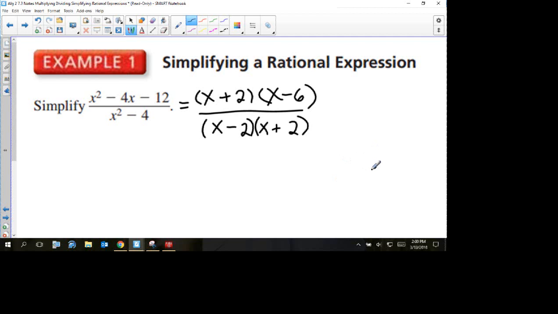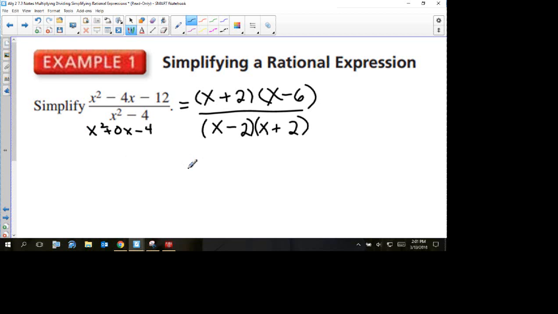If you forget the rule of difference of squares, which is what Emma was going over, you could always rewrite this denominator as x squared plus 0x minus 4, and then do guess and check, where your outside and your inside would add up to be 0. You can do it that way as well. Okay, so our first step is factoring.